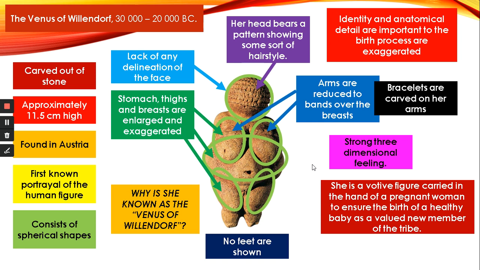And then just a question to ask you is, why do you think it is known as the Venus of Willendorf? Who was Venus? Okay, so Venus was the goddess of fertility and love, and she was actually a Greek goddess. Okay, but throughout art history, the word Venus has been a representation of fertility and of womanhood. So she is a representation of the female figure, and Willendorf because she was found in a place called Willendorf.